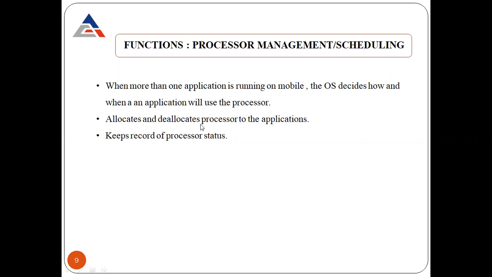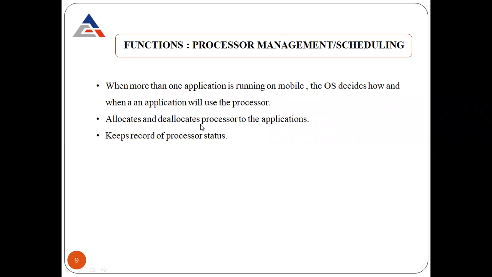It will use the memory to complete all operations that are being performed by that process, and keep the record of processor status. It always keeps on recording which process is running, how much time it is taking, which process has to come after that process, which is in active state and which is in inactive state. All that status has to be recorded by the process management or scheduling.